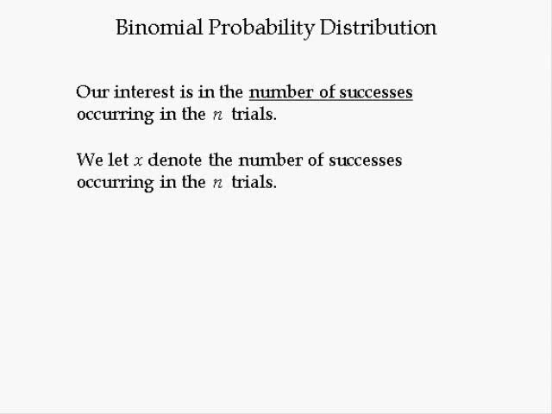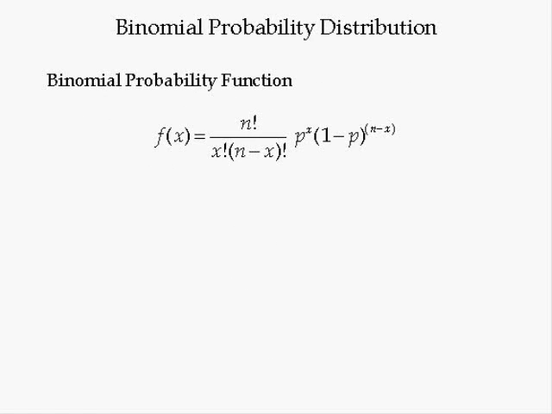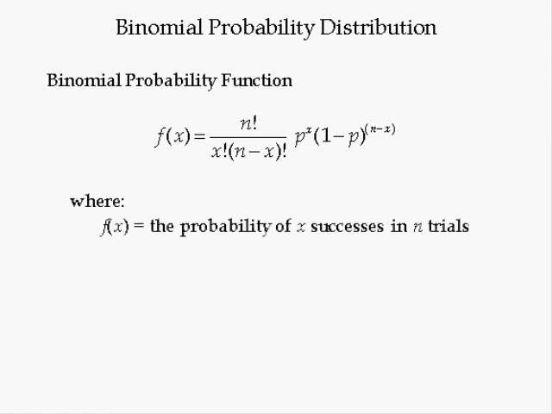We let X denote the number of successes occurring in the n trials. If 5 of the 20 male students you choose randomly from the campus directory had game, then X is equal to 5. X can take on n plus 1 values: 0, 1, 2, 3, and so on, out to 20. In our example, n is equal to 20. Hence, the binomial probability distribution is associated with discrete random variables with a finite number of values. The binomial probability distribution function is given by the following equation. f of x represents the probability of x successes in n trials.